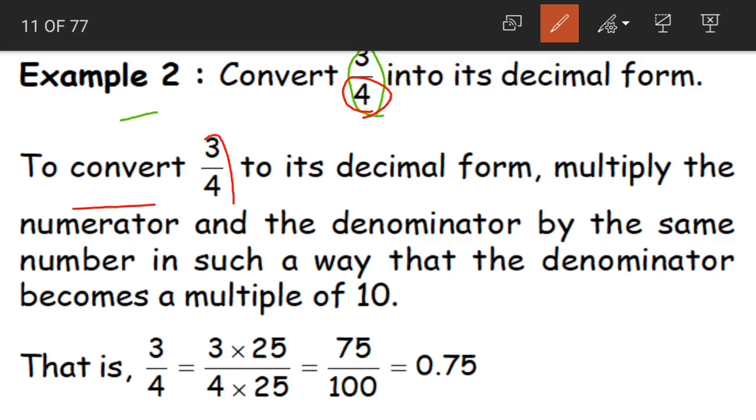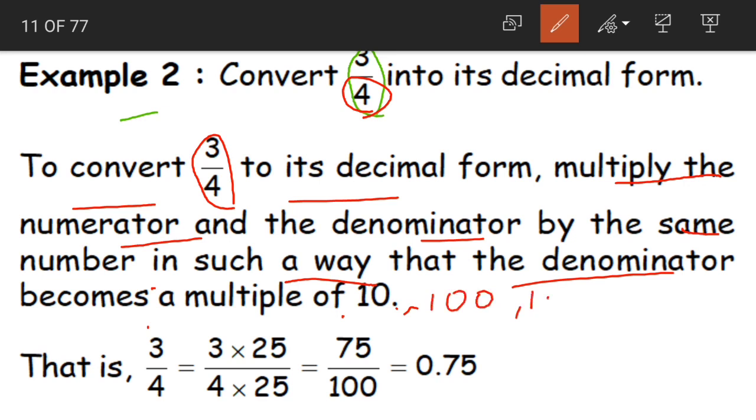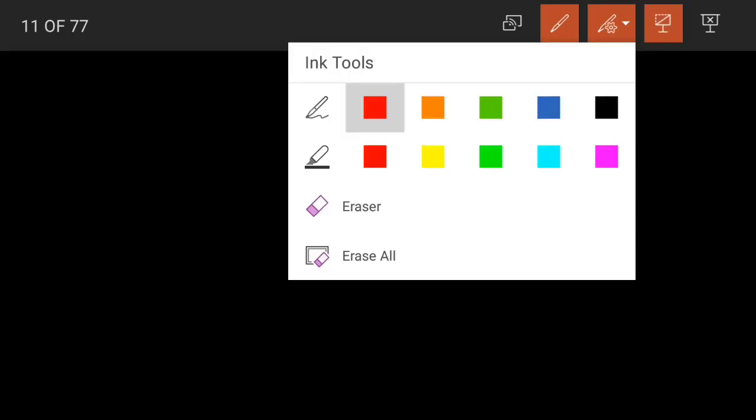So to convert this 3 by 4 to the decimal form, we need to multiply the numerator and denominator by the same number in such a way that the denominator becomes a multiple of 10. That means the denominator becomes 10, 100, 1000 or so on. To convert this into decimal form, we need to multiply both numerator and denominator by the same number. That means we need to find the equivalent fraction, children.